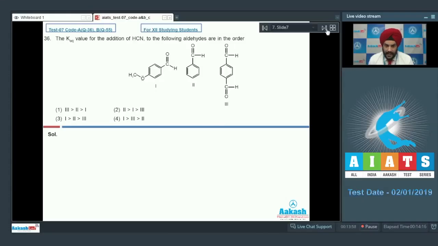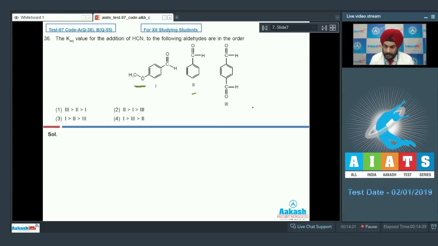The K equilibrium value for the addition of HCN to the following aldehydes are in the order. So if we carefully look at the three substrates which are given to us. In the first structure we have a methoxy group. In the second structure we have no substituent on the benzaldehyde. In the third structure we have an aldehyde added to the benzaldehyde at the para position.